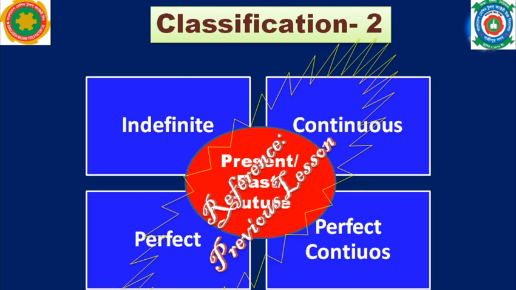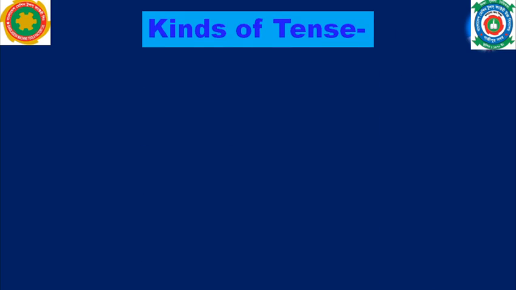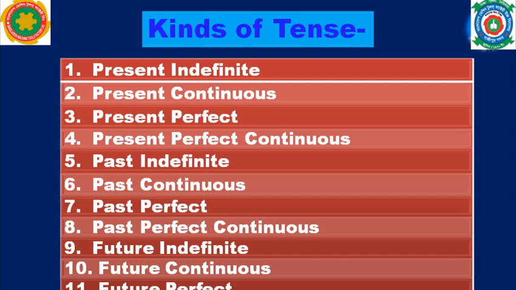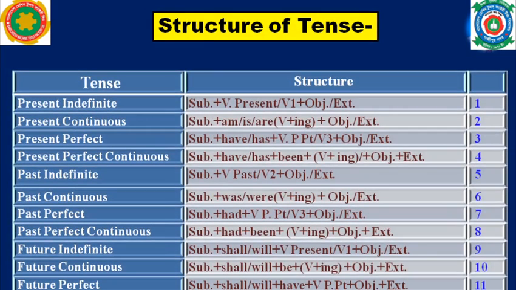Tense can be divided basically into three parts: present, past, and future, and each part can be divided further into four categories, right? Present indefinite, present continuous, present perfect, present perfect continuous. In the same way, past and future, you can see the same terms. So here we see the structure.